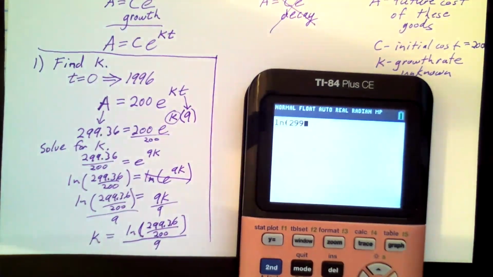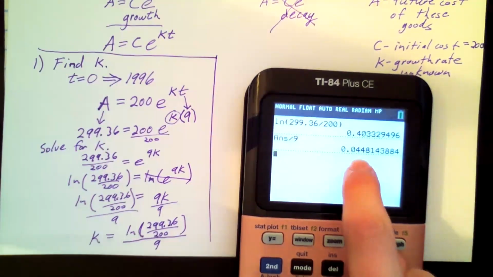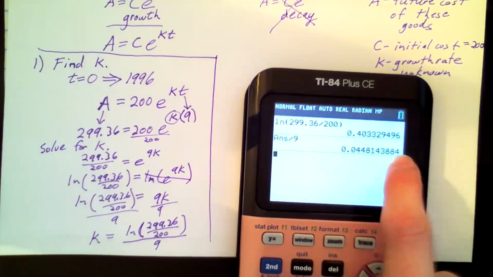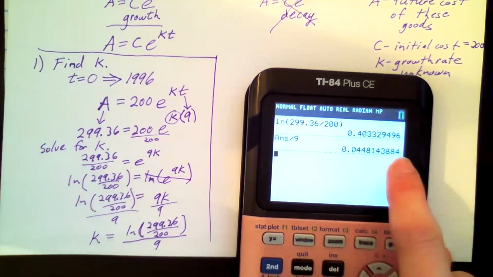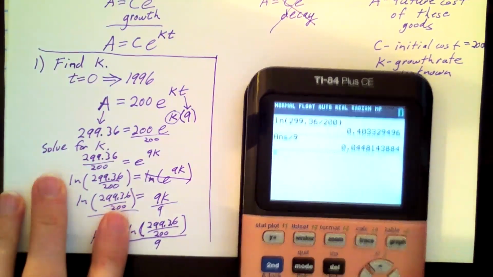ln 299.36 divided by 200 divided by 9. Now this is the value of K. You should never, ever round this, because as soon as you round this in any way, you introduce a lot of error and your question will be wrong. So what you should do is keep all the digits of K when you're using this. You can either write this down all the way to the end, or you can do what I do and store this value in your calculator so you can recall it.